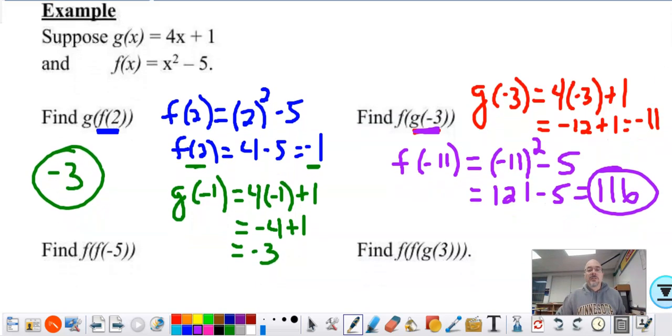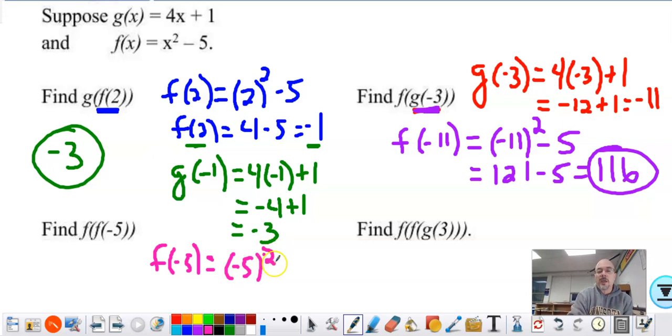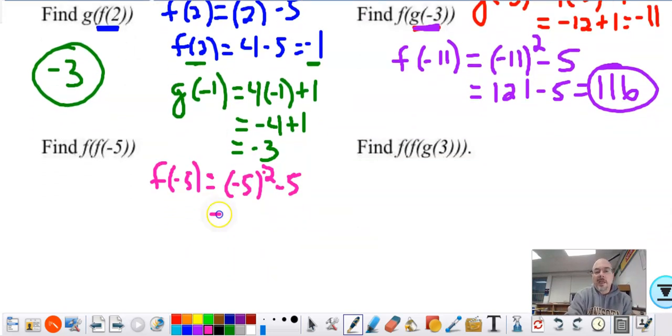All right, next one. Now notice the next one says f of -5. So that means we're going to end up using the function f of x twice. All right, so first I'm going to go ahead and go f of -5. That's going to equal -5, and please use parentheses, squared minus 5. Okay, I'm going to move this up so I have more room. So when I figure that out, folks, that's 25 minus 5, which is 20.